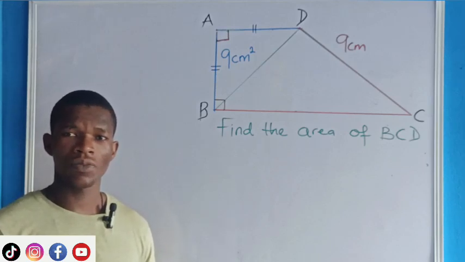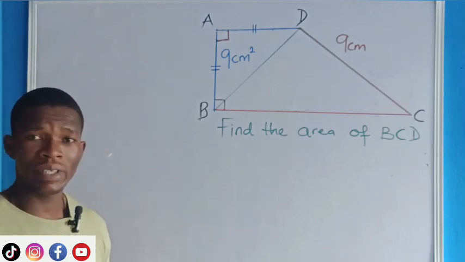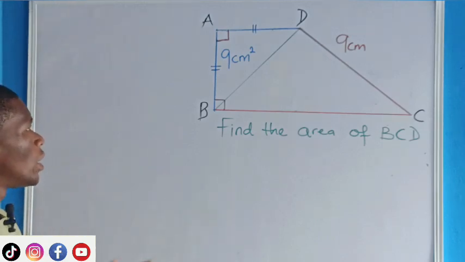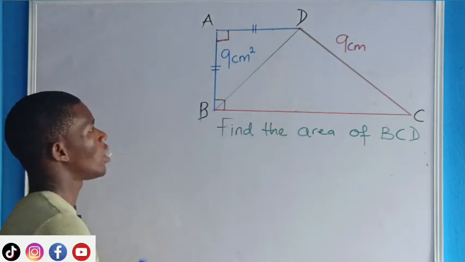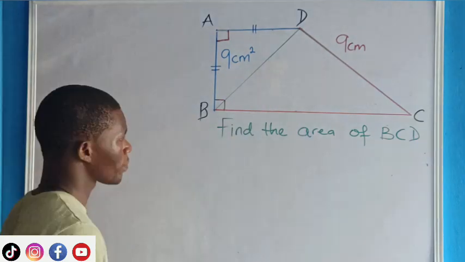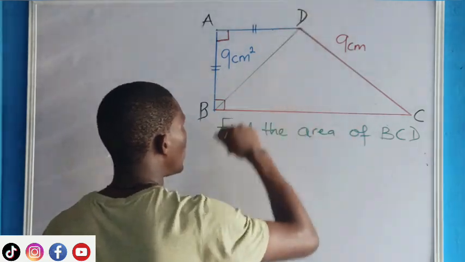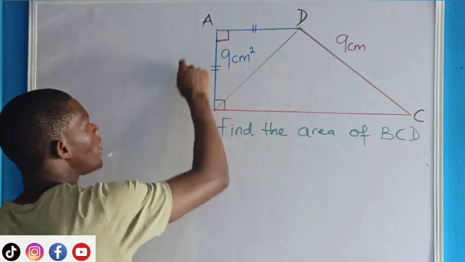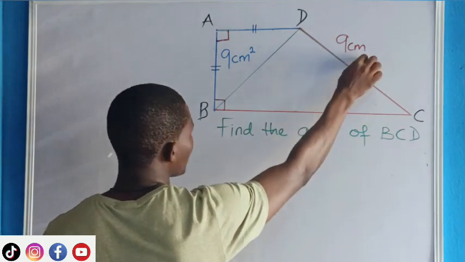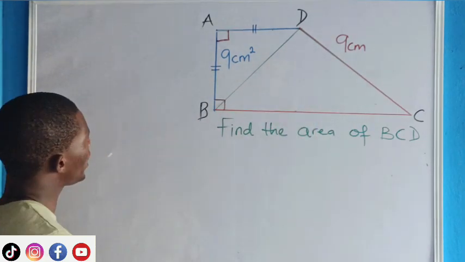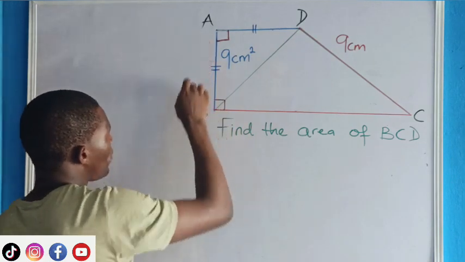In today's lesson I'll be solving this problem that you can see here. We have to find the area of BCD. The entire shape is ABCD, which is a trapezium, right? We are given that the area of ABD is 9 centimeters square and the length of CD is 9 centimeters. Also we can see that AD equals AB, right?